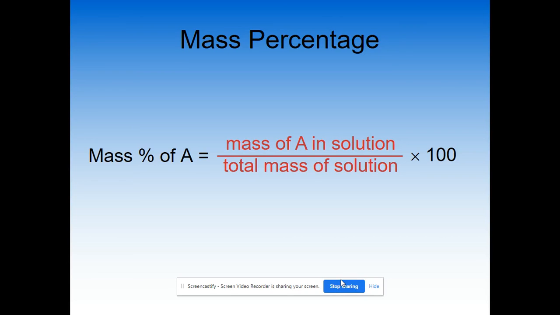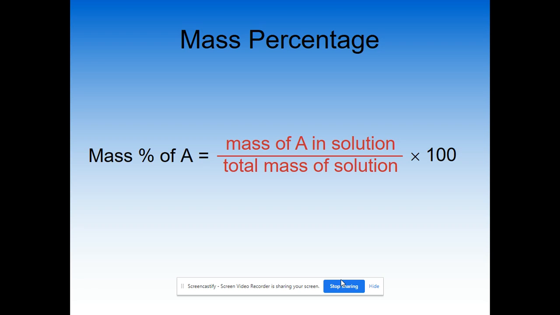The last type of concentration I want to go over is mass percentage. So when we're talking about mass percentage, this is something you'll see not so much in the lab, but you might see when you buy acne medication or maybe some kind of prescription medication from the store. So here we have mass percent of A. A can either be your solute or sometimes it could be the solvent. So you have mass of A in the numerator times 100 over the total mass of the solution.